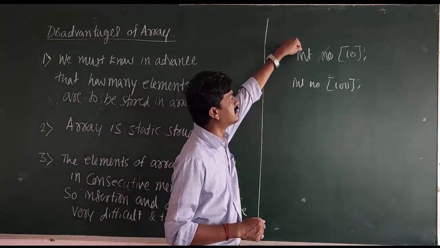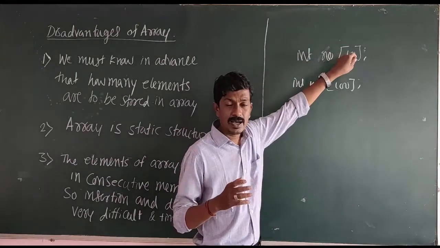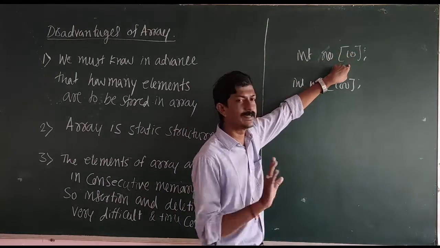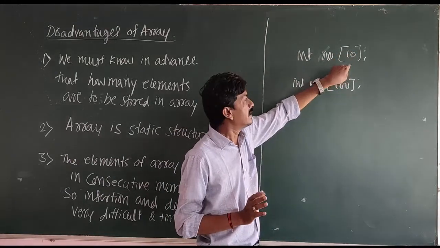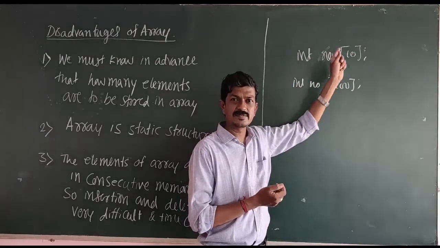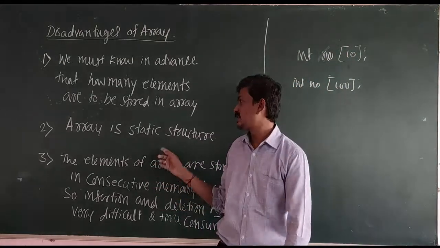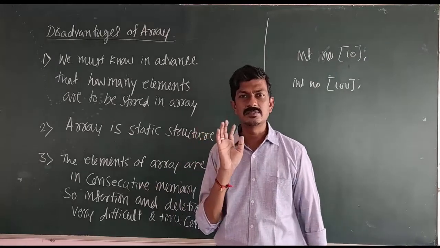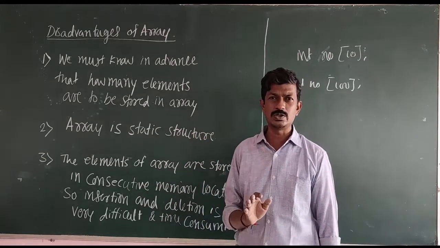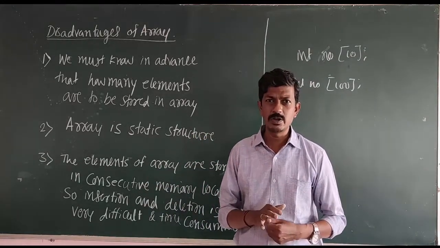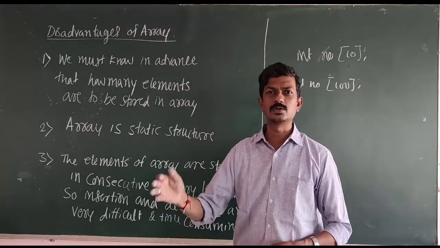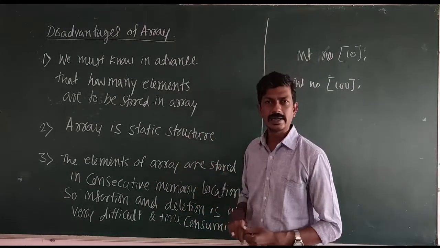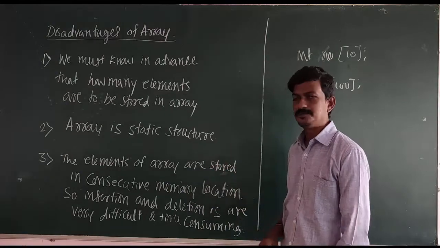Means if I declare an integer number 10, at runtime I cannot increase the size of this number, and I cannot decrease it either. That is called a static structure. It is fixed in nature. Whatever size you allocate, the same size will be kept constant throughout the execution of the program. That is what it means for an array to be a static structure.